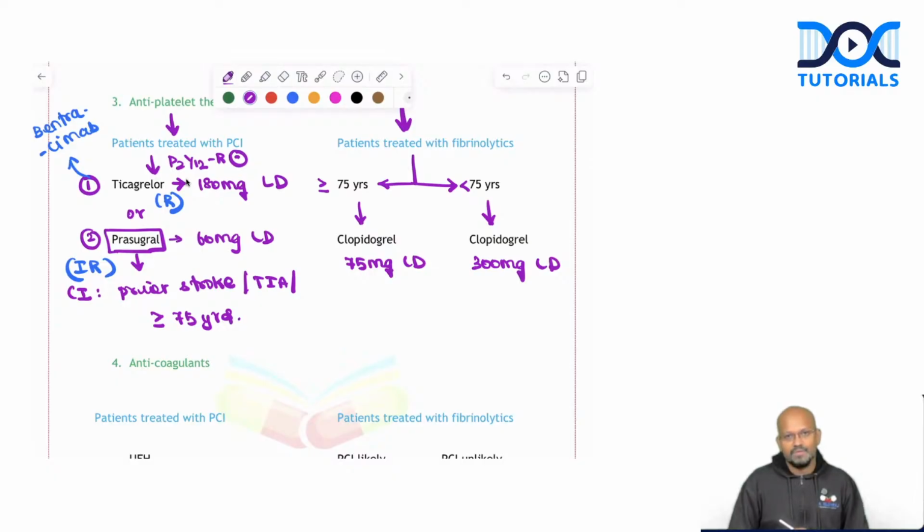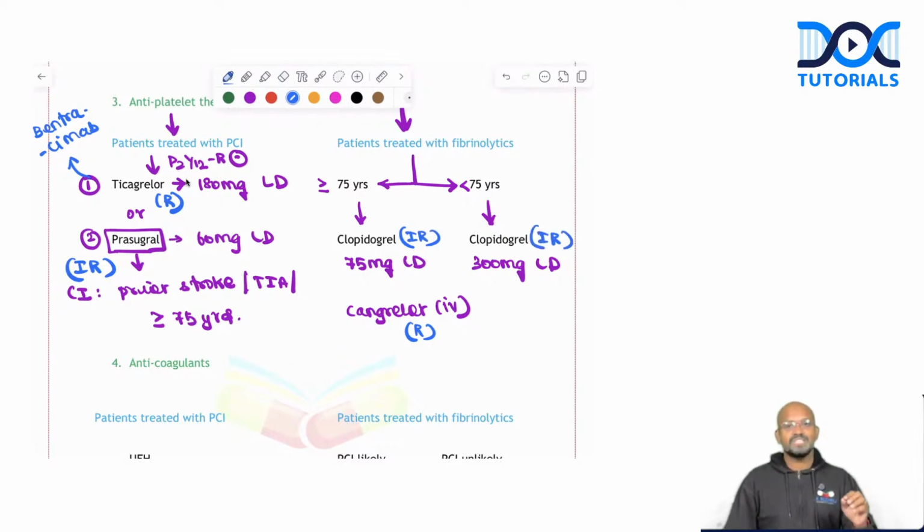Okay, sir, but what if we have not given it? The patient has been diagnosed with MI, and we have shifted the patient for percutaneous intervention, and during the procedure we come to know that we have not administered the antiplatelet therapy. Can we administer it now? We have a drug which is again a reversible P2Y12 inhibitor, which is cangrelor. Cangrelor and ticagrelor are both reversible P2Y12 inhibitors, whereas clopidogrel and prasugrel are irreversible P2Y12 inhibitors.